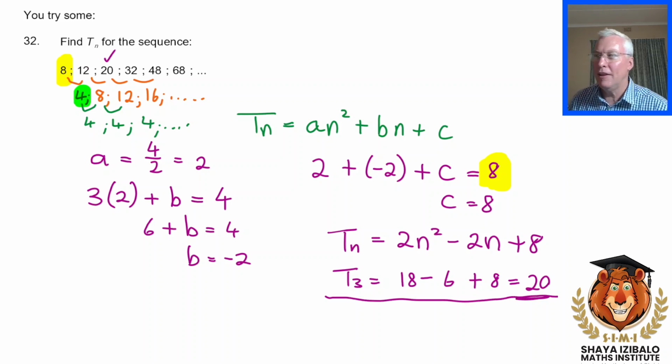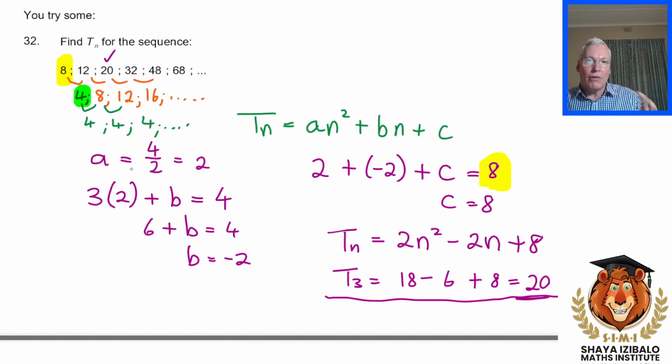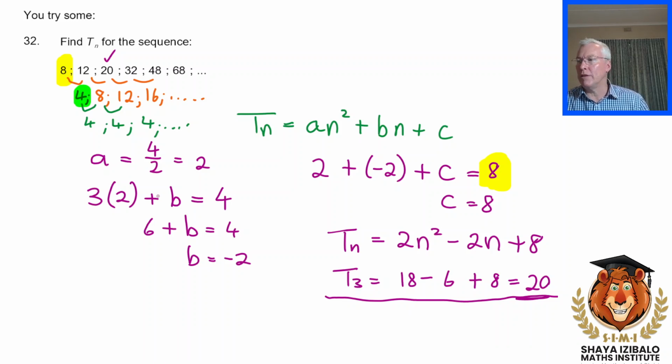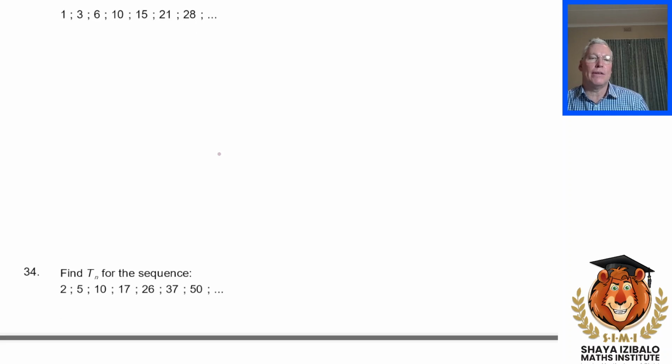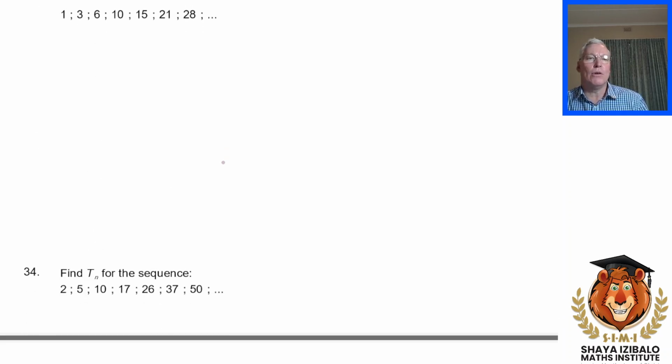Okay. Does it make sense? It always makes sense. You might want to go back to page 19 where we derived why this works, okay? Because understanding why it works is really, really important. Okay, now we're going to ask you before the next lesson to try the next 2. Both of the questions on page 22. Question 33 and 34.